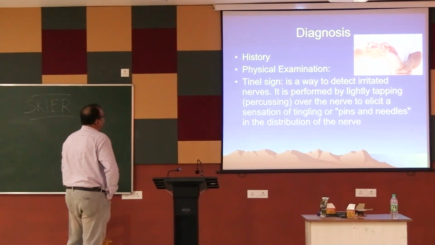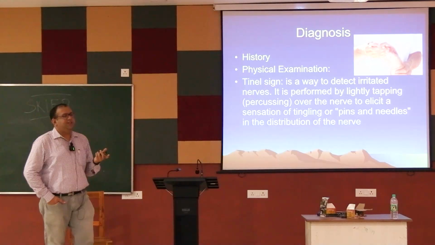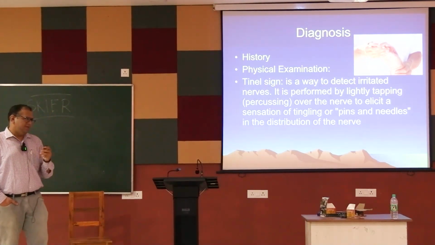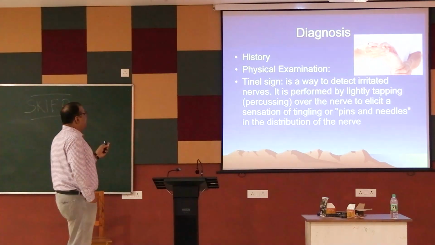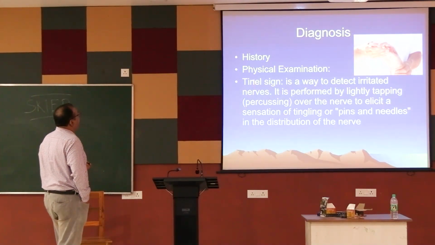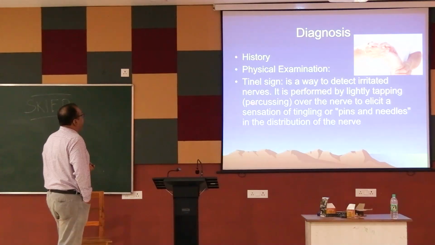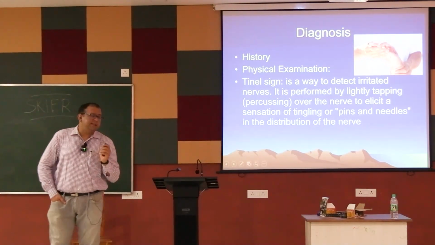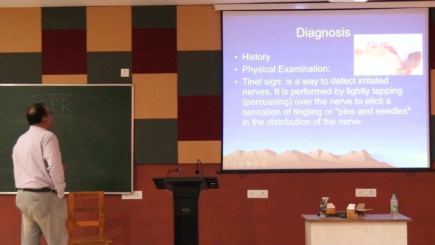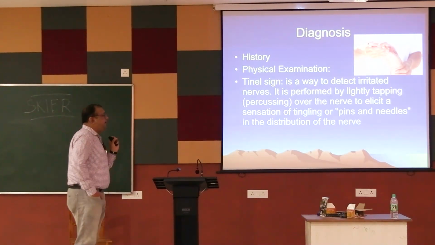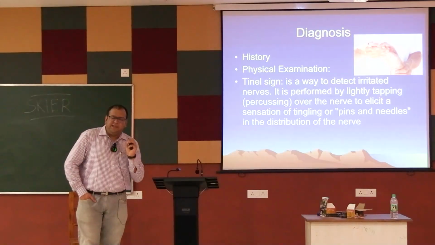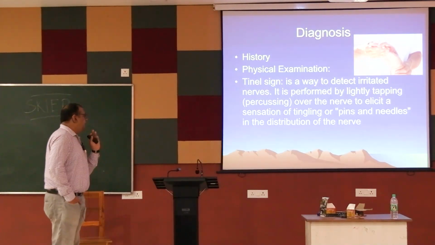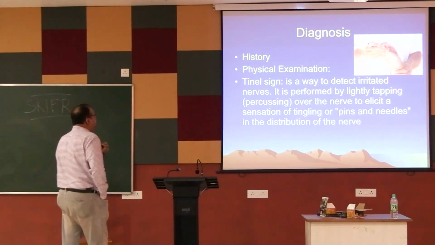So diagnosis: history. Patient will tell you the history that there is tingling numbness of the hand, or patient is having difficulty in picking up bags. Physical examination, this is a very important thing, you need to know the Tinel sign. If a carpal tunnel syndrome short note is coming to you, you need to write Tinel sign, right? What is a Tinel sign? It is a way to detect irritated nerves. Tinel sign is not specific for carpal tunnel syndrome, it is for any type of nerve.